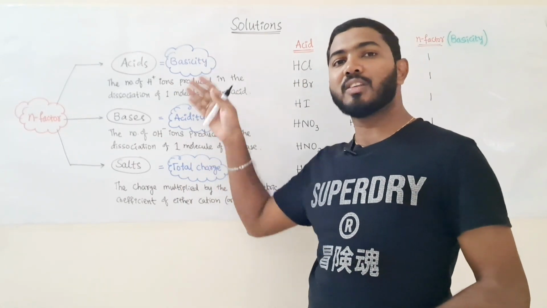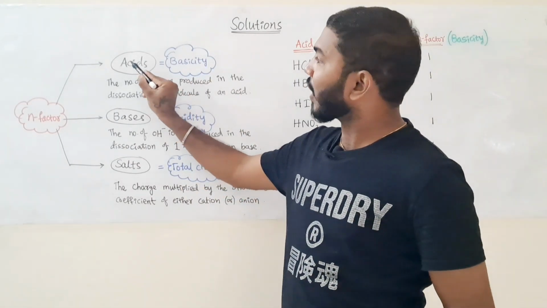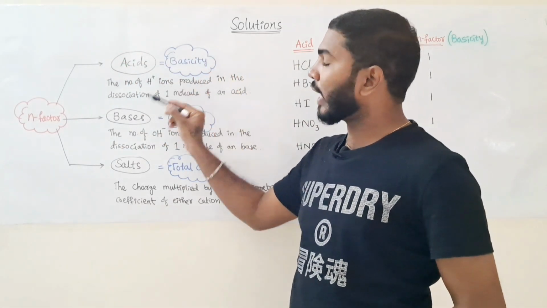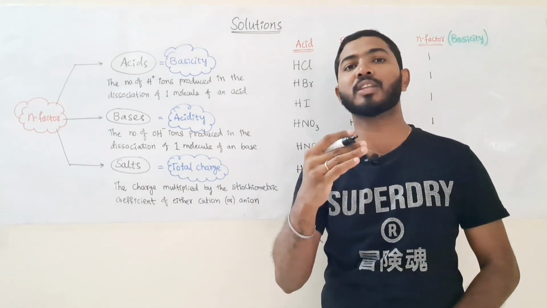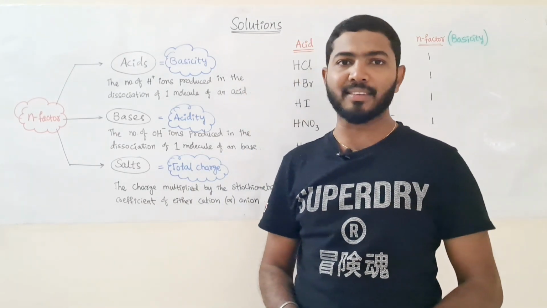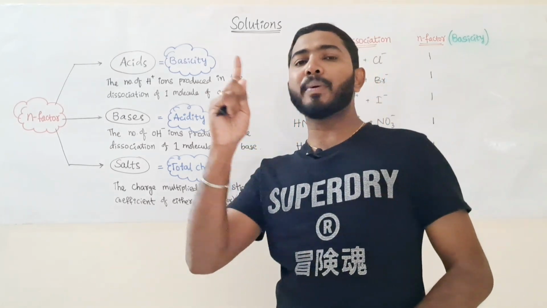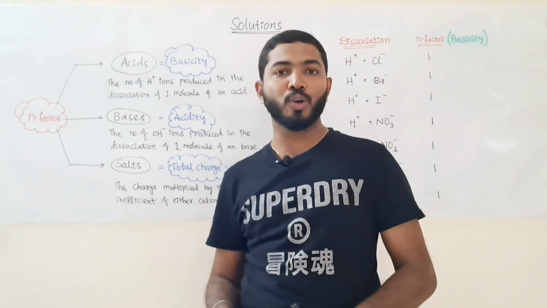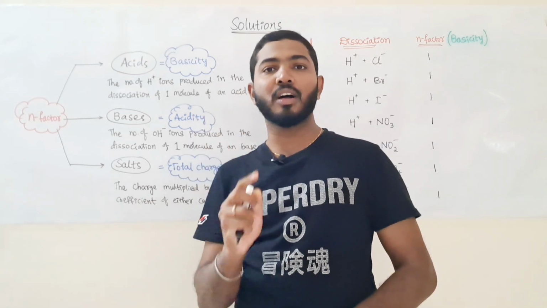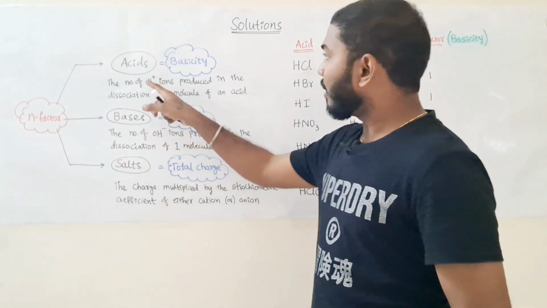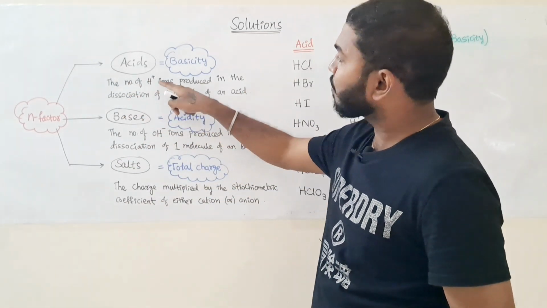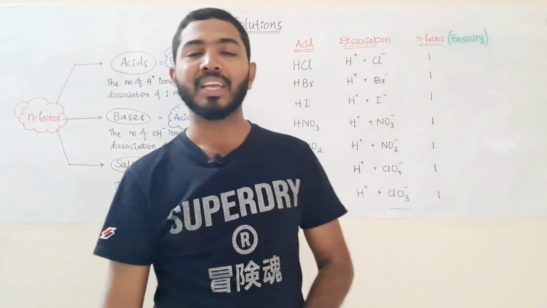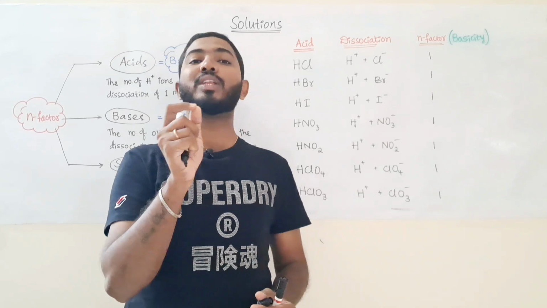So what exactly are these terms? Let us see. If you talk about acids, the n factor is generally termed as basicity, and basicity is the number of H plus ions produced in the dissociation of one molecule of an acid. So what does it mean, sir? If you take one molecule of an acid, how many H plus ions are produced in the dissociation? That number defines the n factor. Hope you understood. I am just repeating the statement: the number of H plus ions produced in the dissociation of one molecule of an acid is called the n factor for acids, which is basicity.